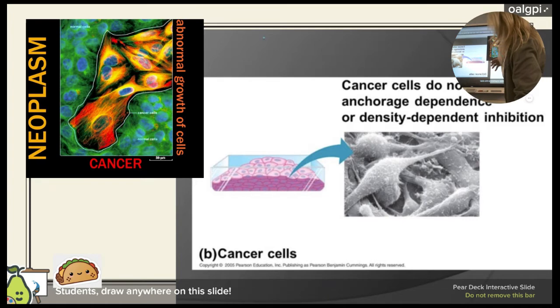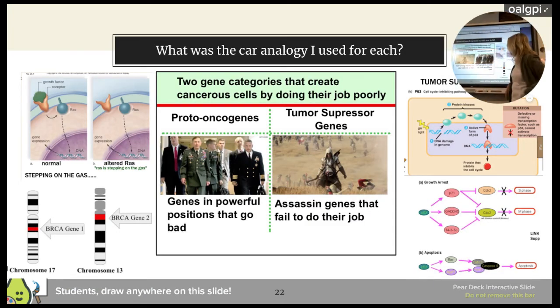And we talked about having two genes that are super, super important. Proto-oncogenes are normal, but the reason why we worry about them is because they're in a position of power. So if they go bad, they can influence a lot of things. What do proto-oncogenes do to the cell cycle? They promote it and they inhibit apoptosis. That's what they do.